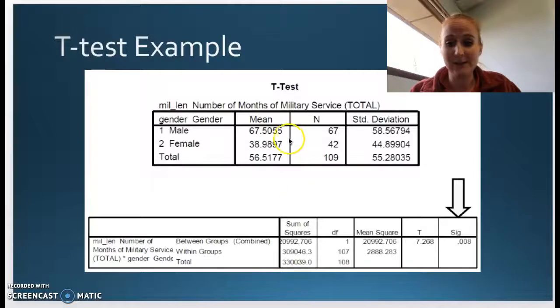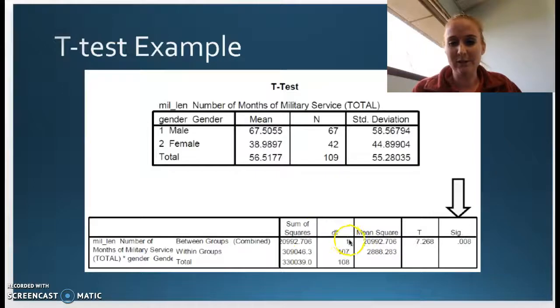Okay, so that's it. Now you see all this other stuff down here. It says sum of squares, between groups, within groups, mean square, t. Those are all products of the equation. Usually in an introductory statistics class, you have to sit and calculate by hand the formula that goes into the t-test. I don't do that kind of stuff in this class because SPSS does it for us.